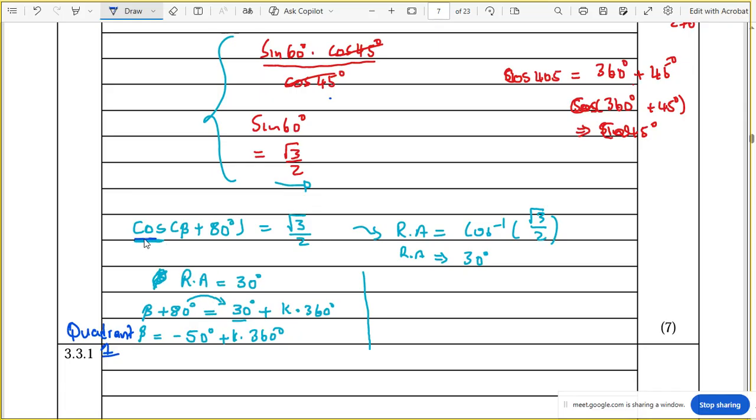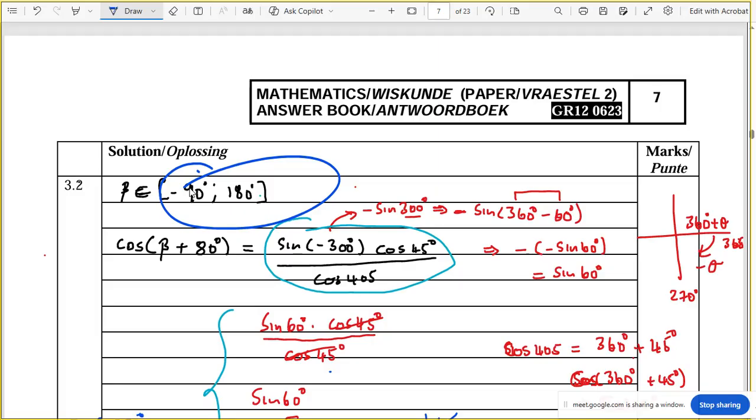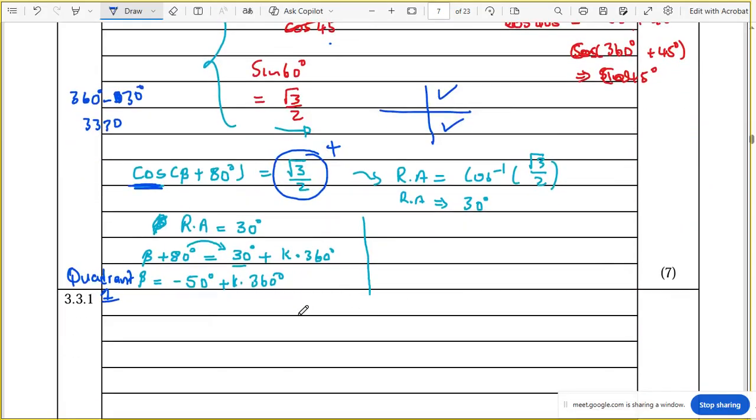Because the cos is root 3 over 2, it's positive. Then you check where cos is positive: quadrant 1 and quadrant 4. Then now we need to work with quadrant 4. In quadrant 4, this will be 360 minus the reference angle, which gives us 360 minus 30, that's 330. 330 is not in that given interval, so I'm not going to work with quadrant 4.